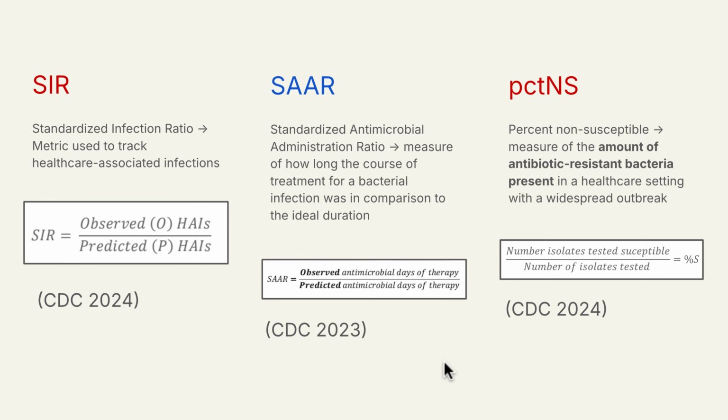So we're using three ratios to track the antibiotic resistance threat. One is an infection ratio, SIR. Another is an antimicrobial administration ratio, SAR, which is similar to the amount of drugs dispensed, and the percent non-susceptibility is the amount of antibiotic-resistant bacteria that are present. When all of these ratios go up, the threat for antibiotic resistance is high.